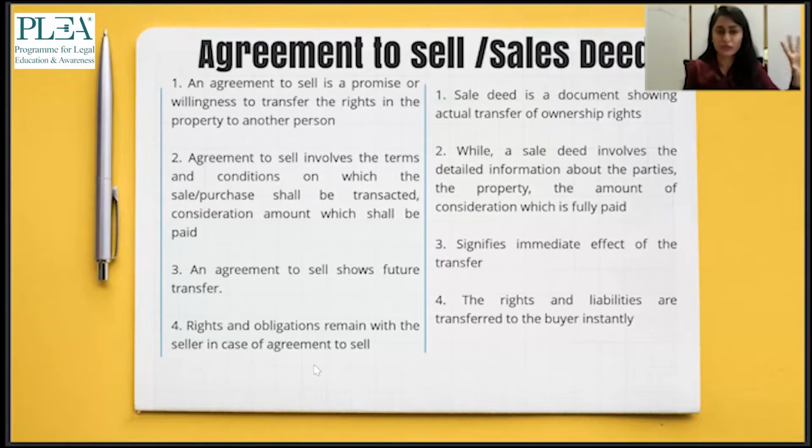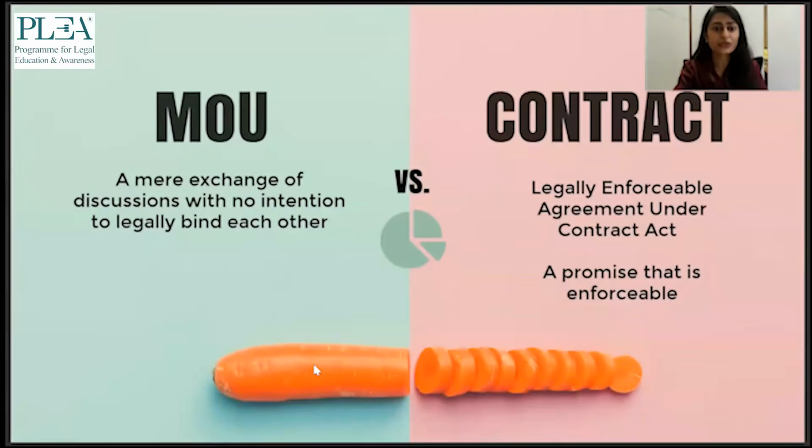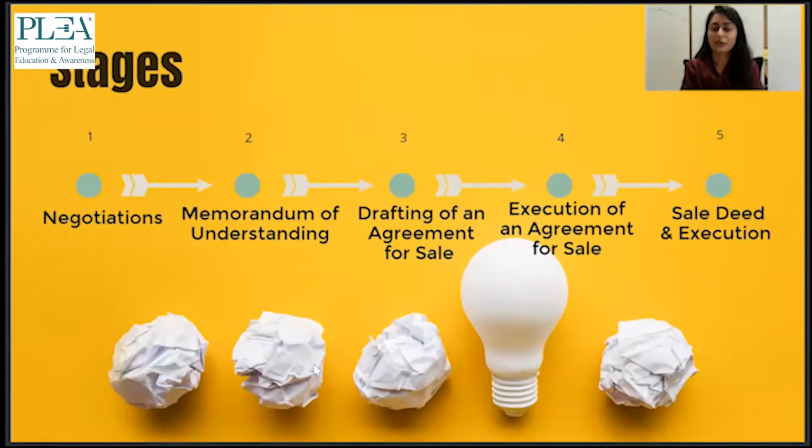So first you do the negotiations, then you do the memorandum of understanding, you draft the agreement for sale, you ask the client to pay the stamp duty, and then within some time of paying the stamp duty, you go to the registration office and execute the agreement for sale, wherein some part of the consideration amount has already been paid by the buyer, and the remaining amount shall be paid within 3 or 4 months or whatever. Within 90 days is the ideal time, which is to be written in the agreement for sale. And then you execute the sales deed.